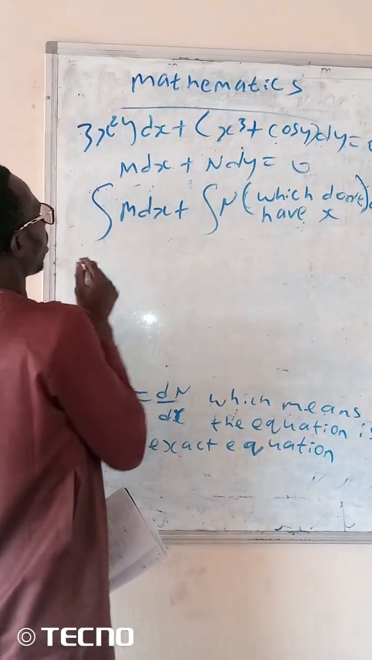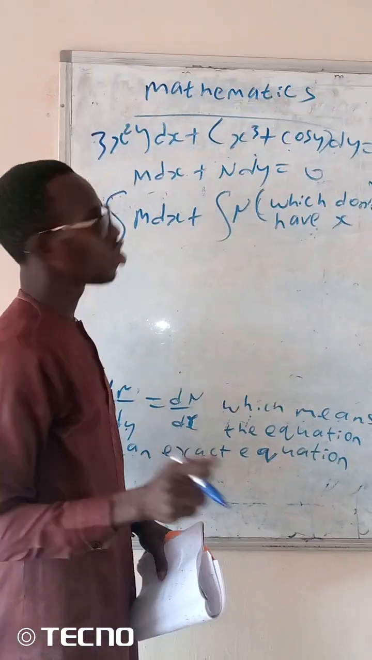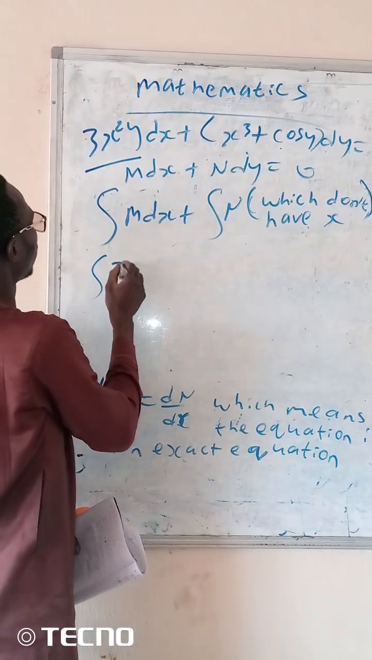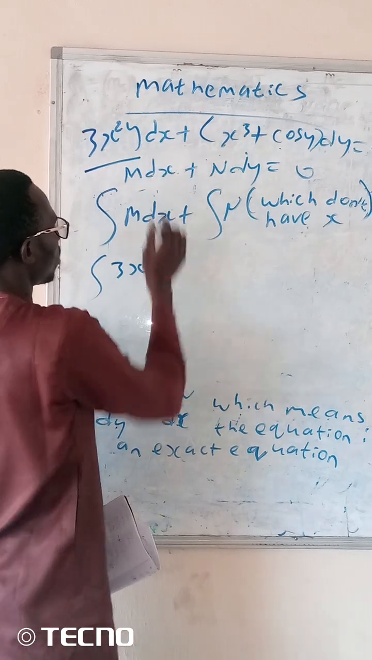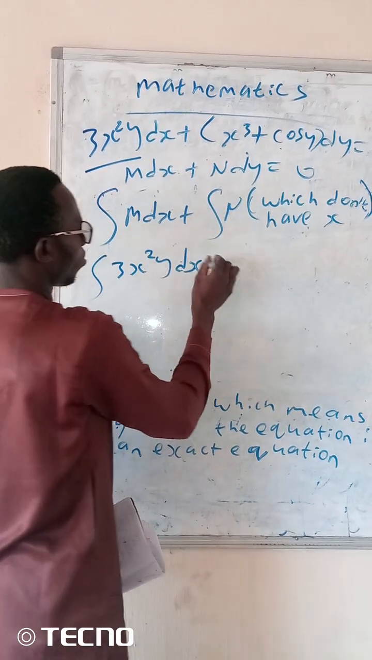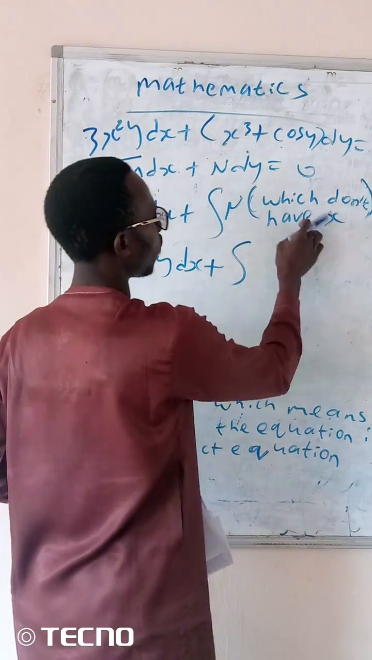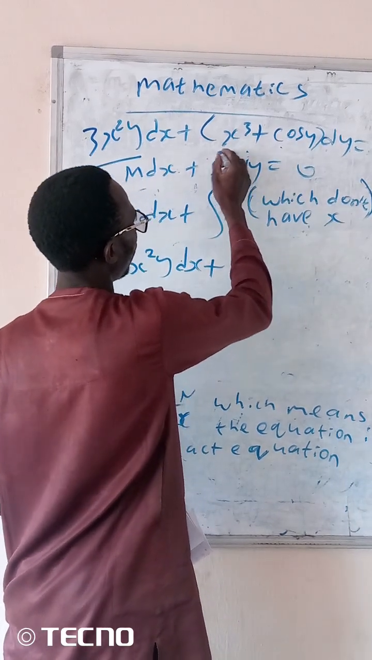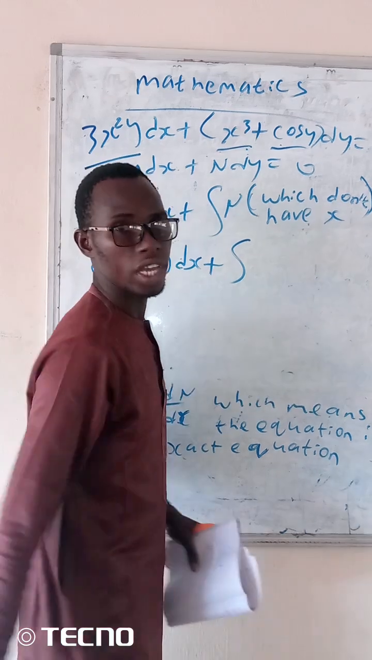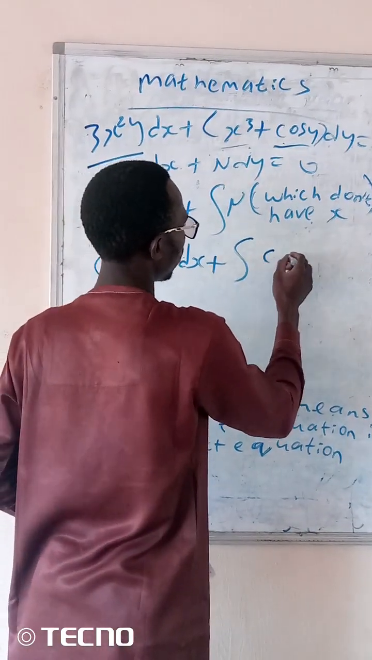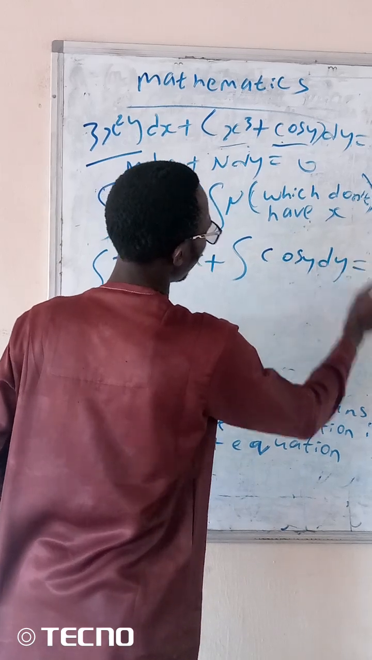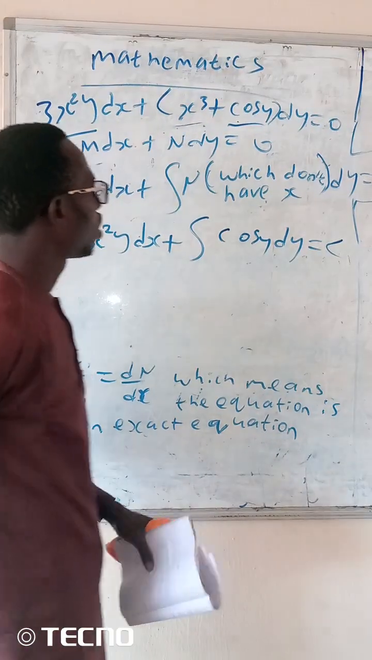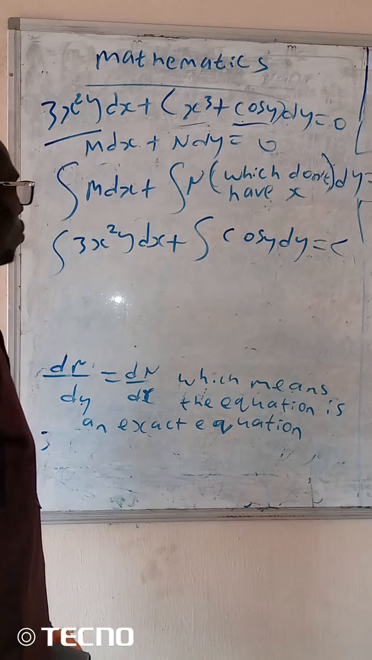So what does that mean? When we were doing the differentiation, we set this part to be M. So our M here will be 3x²y. Then we'll bring down the dx, plus the integration of the part of N which doesn't have x. So when we come to N, we're going to take the parts that don't have x. This one has x, we're not going to pick it. We're going to pick cos y, cos y dy, equals a constant, because when we integrate it, there will definitely be a constant.